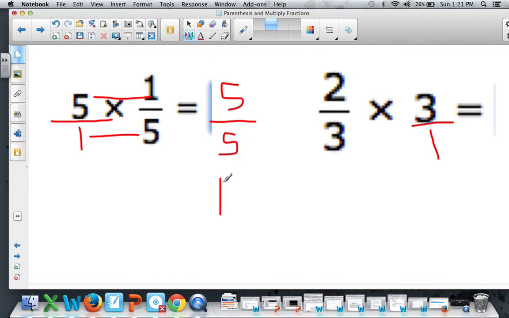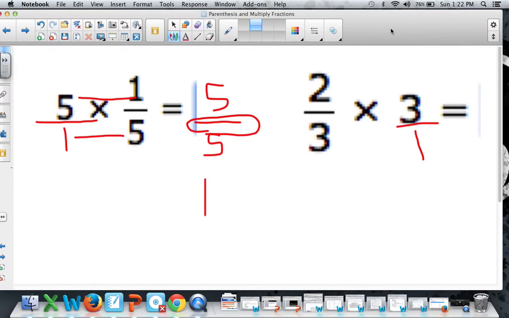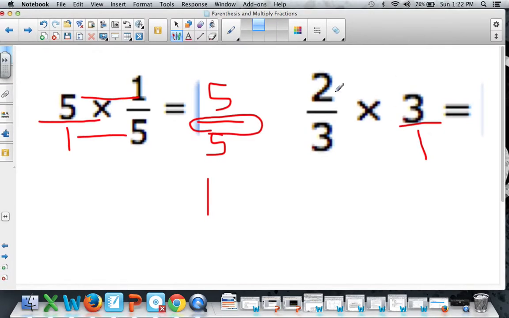Another way to look at that is to remember that the fraction sign can also mean division, and 5 divided by 5 equals 1. Take a look at this problem over here. 2 times 3 straight across is going to give you 6. 3 times 1 straight across is going to give you 3. If you get 6 over 3 when you practice this, good for you.